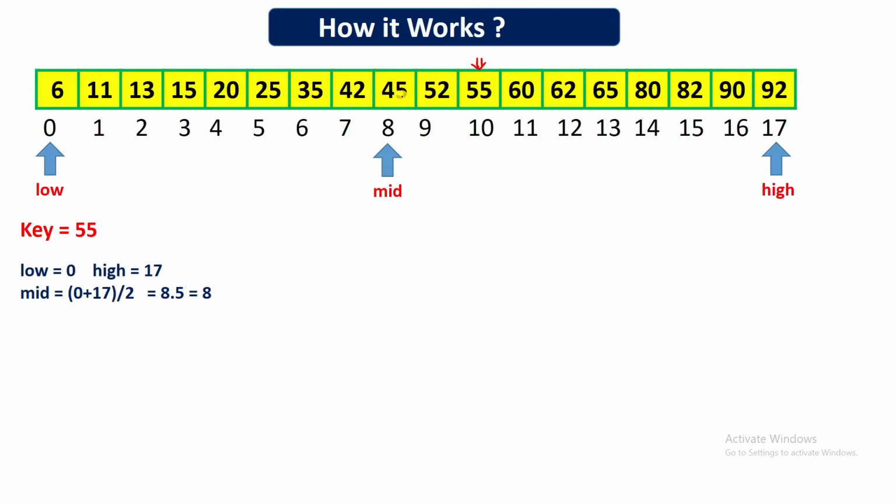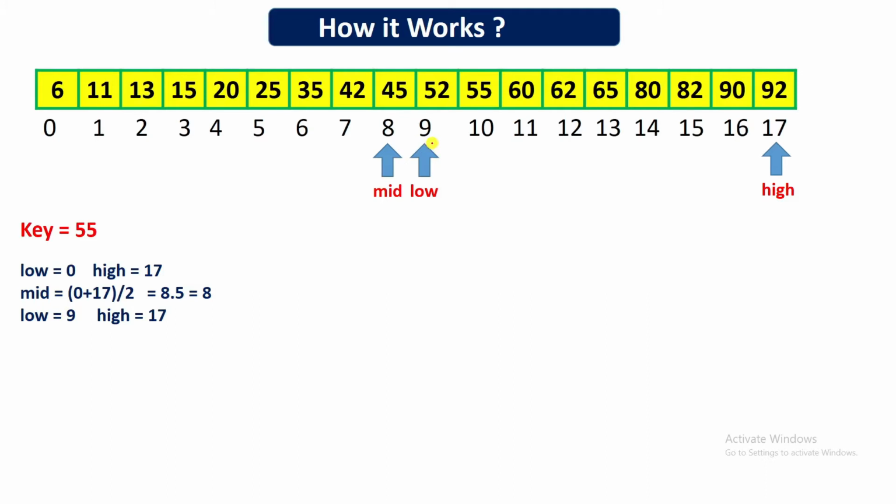Now you will see where I should move, whether I should move to this side or this side. You say, okay, I have to search 55, and this is an increasing sorted array. We will say 55 is greater than 45, so it can be on the right side. So I will make my range from 0 to this 9. That is, I will shift my low pointer to the 9th position, that is mid plus 1. So now my low pointer will come at the 9th index.